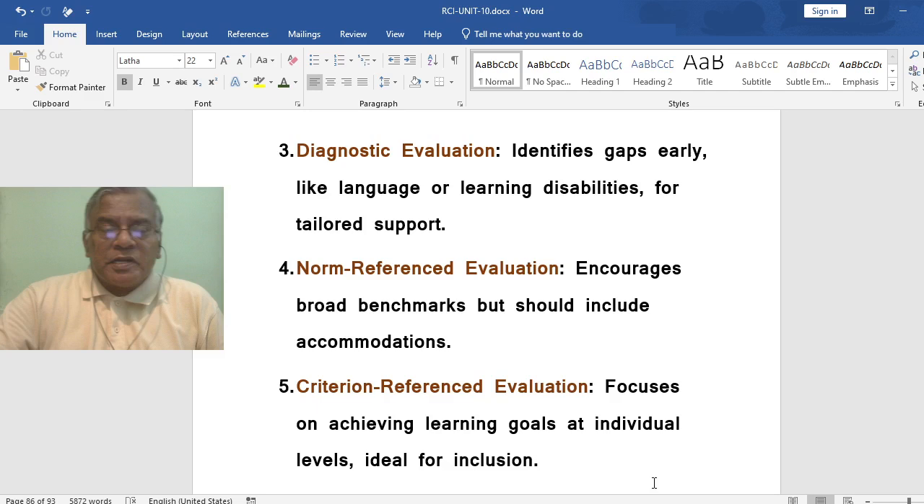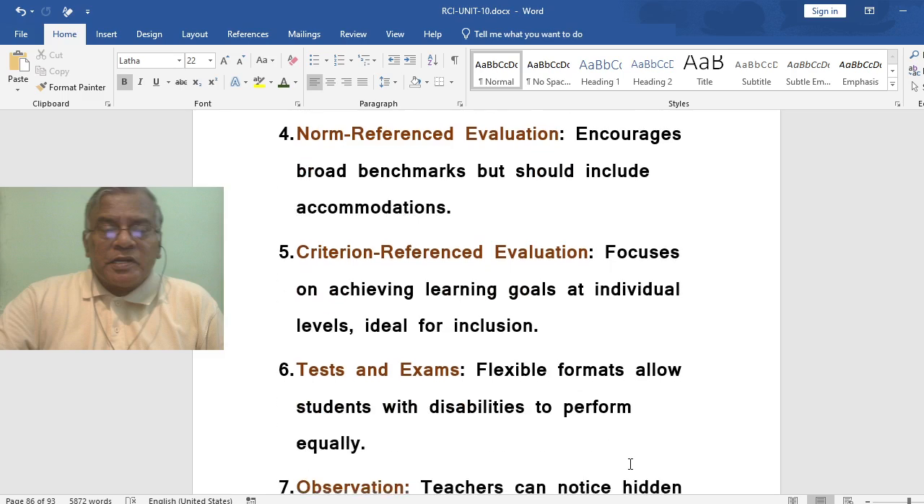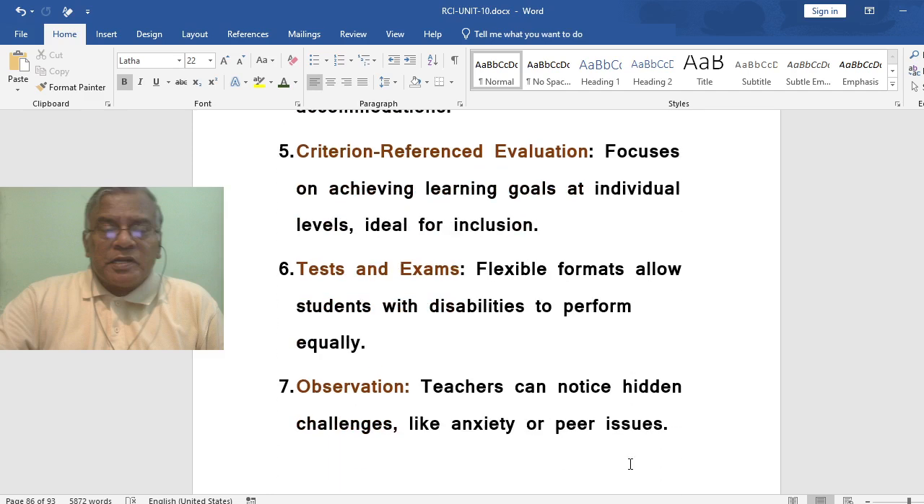The norm-referenced evaluation, it encourages broad benchmarks but should include accommodations. Then criterion-referenced evaluation. It focuses on achieving learning goals at individual levels, ideal for inclusion. Then tests and exams. Flexible formats allow students with disabilities to perform equally.